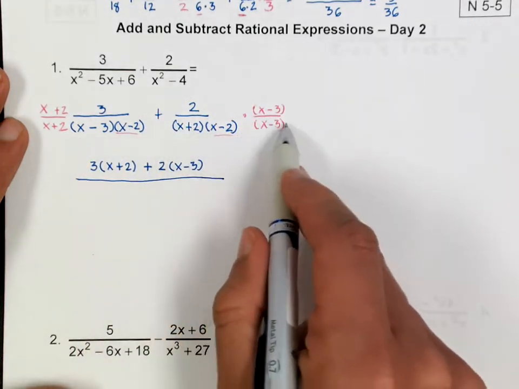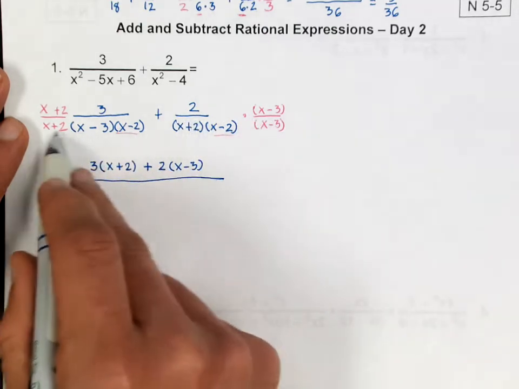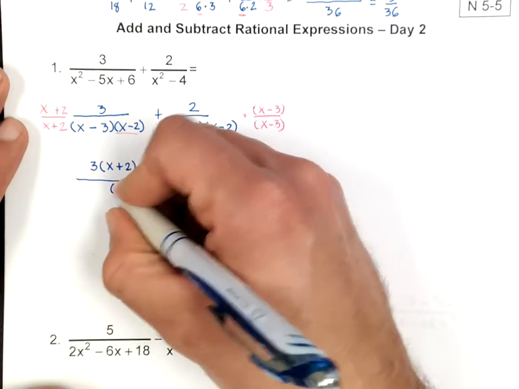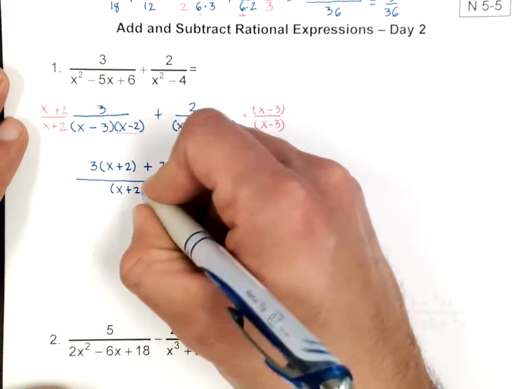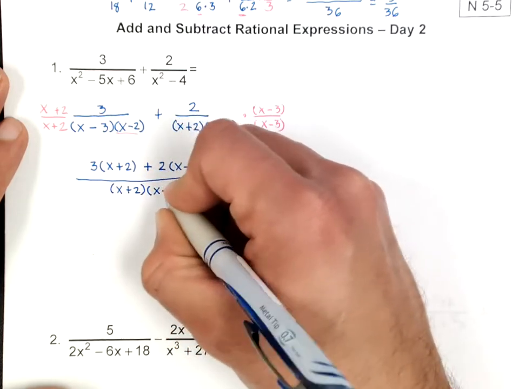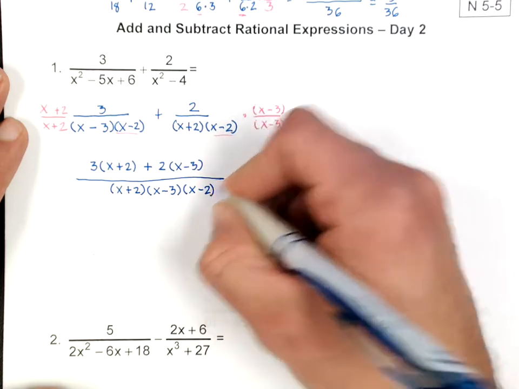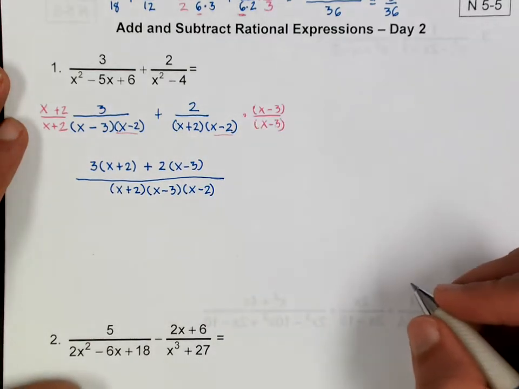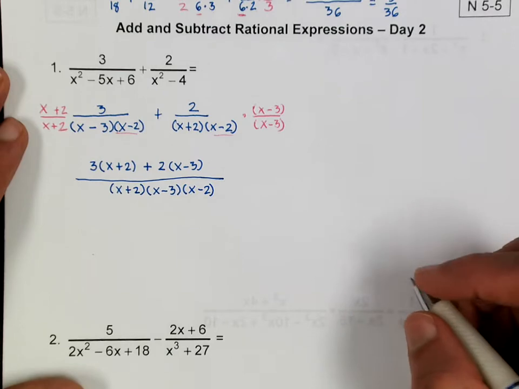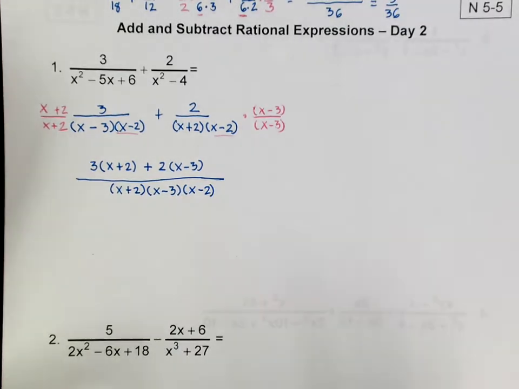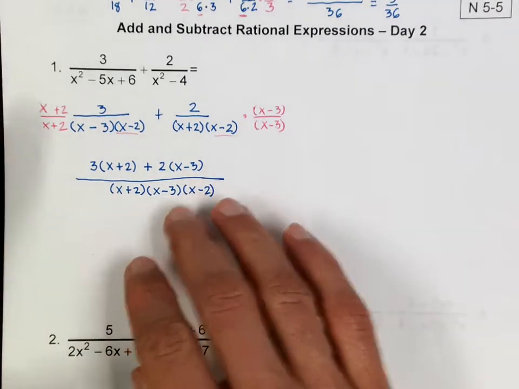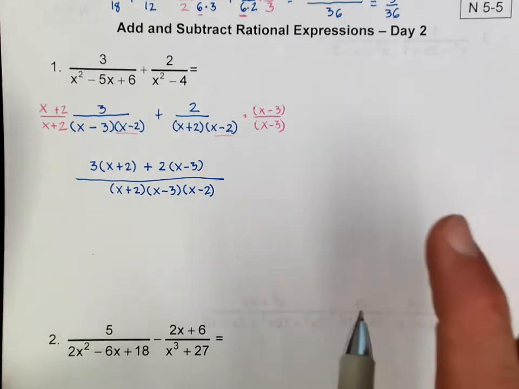Notice that now on the bottom of the fractions I have the same factors. They might be written in a different order, but they're the same. So that's actually my common denominator. Okay, so that's what I got. Now, please leave the denominator alone. Don't touch it. Don't cancel anything. A lot of people try to do it. Don't cancel any of that.